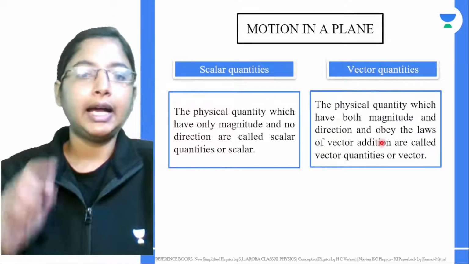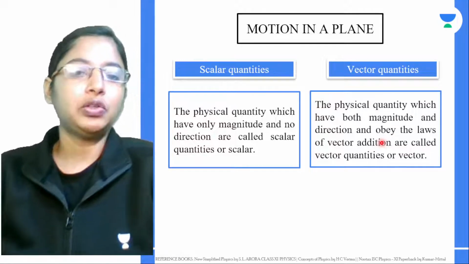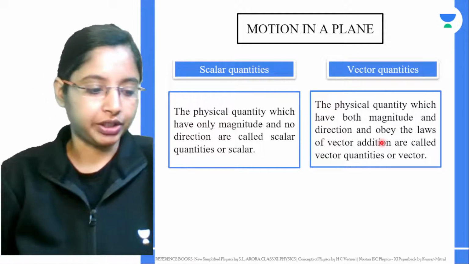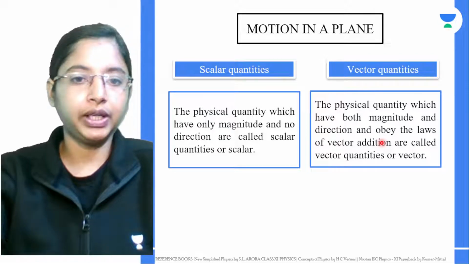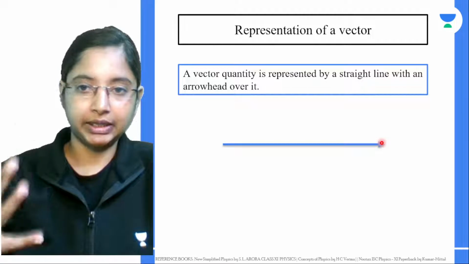Okay, now I have a question for you guys. What do you think about velocity? Is velocity a vector quantity or a scalar quantity? Alright, so think about that. Now, how do we represent a vector? We have done this in the previous class.